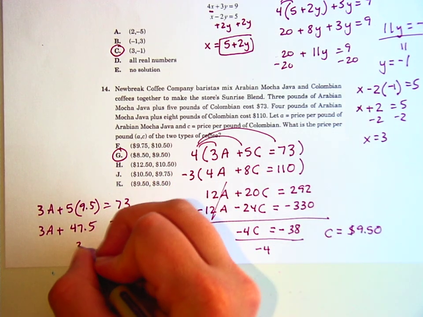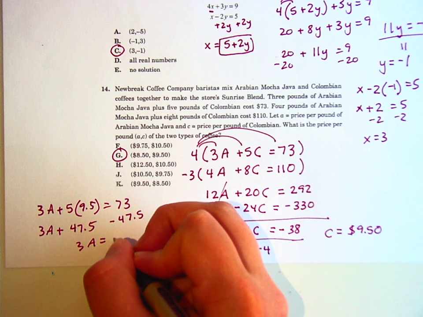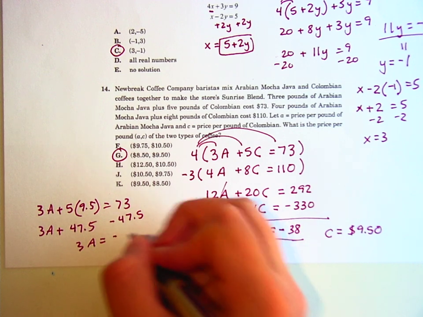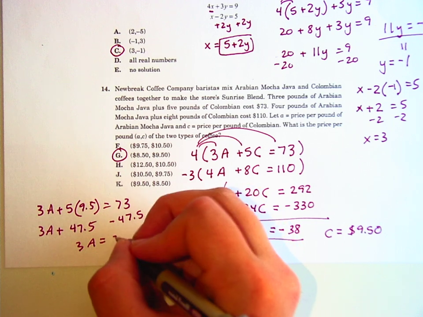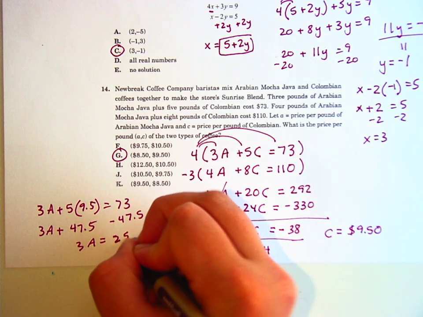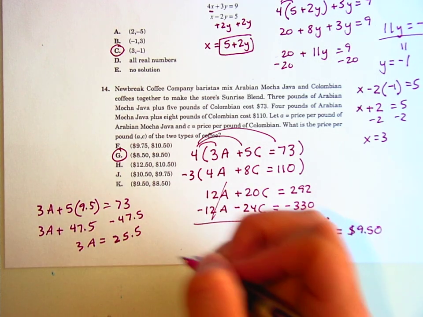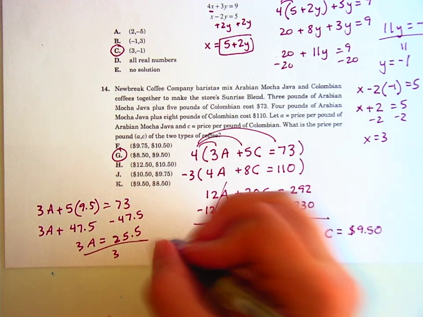So I get 3a equals, negative, this is messy. No, positive, 25 and a half. Yeah. And then you divide by 3 on both sides.